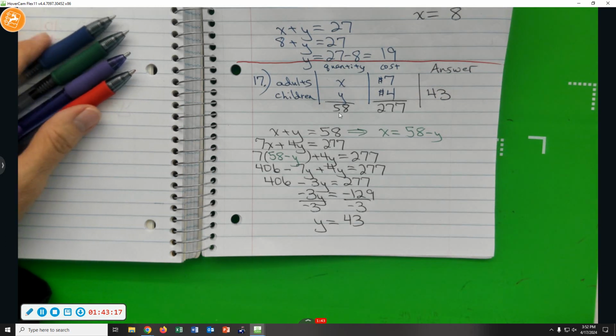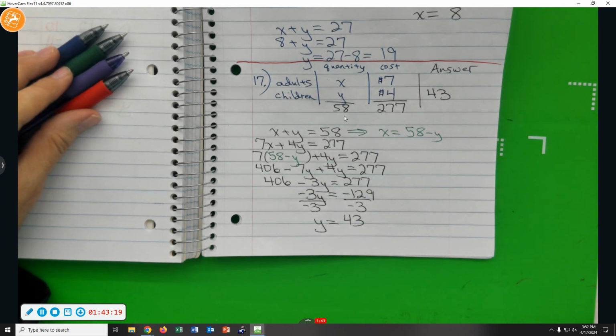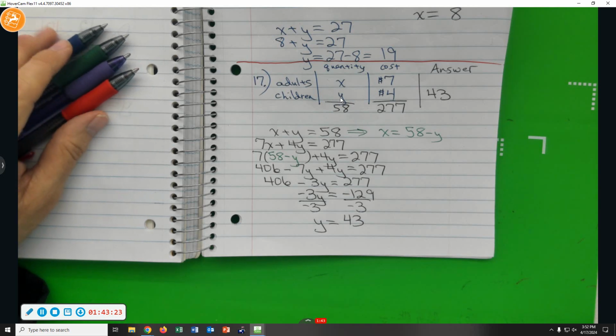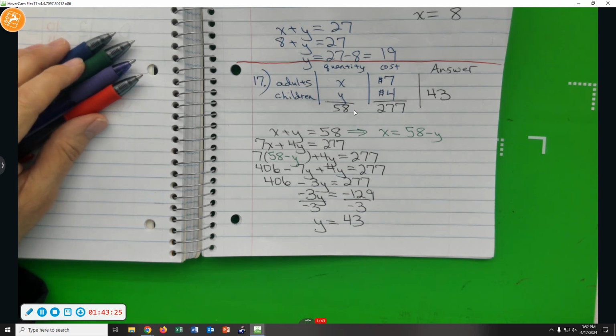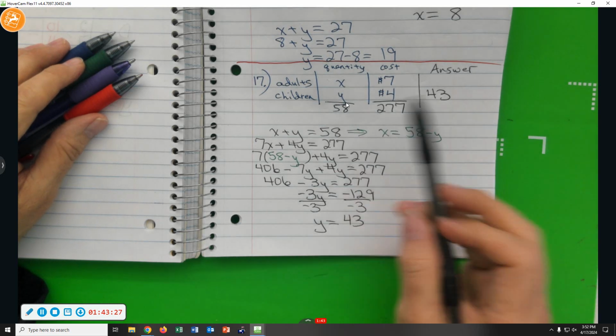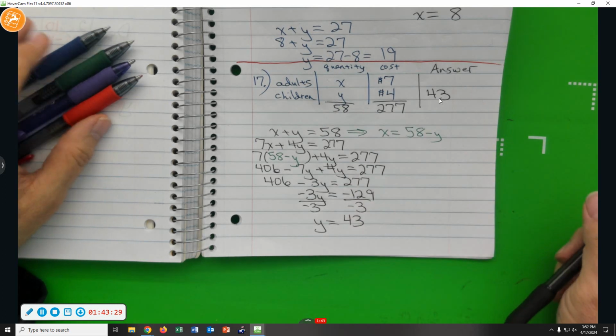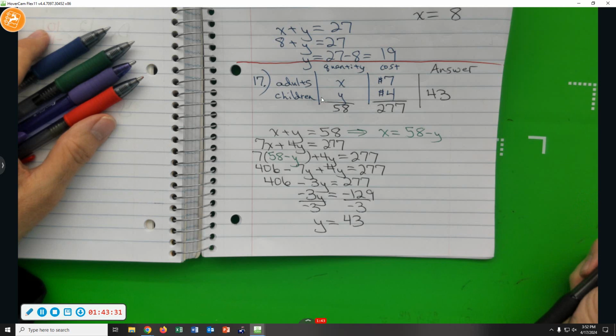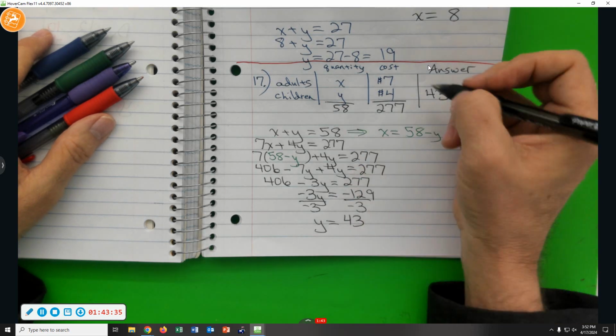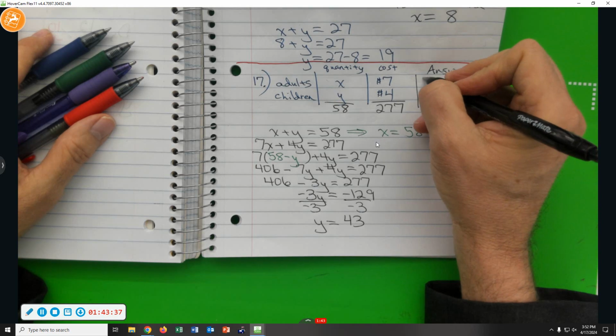How many adult tickets did they sell? I don't think we have to back substitute. We can just logic our way through it. We know they sold 58 tickets. 43 of them were children. So how many adults? 15. 58 minus 43 equals 15.